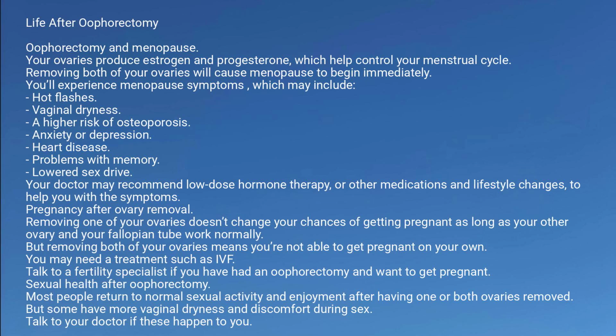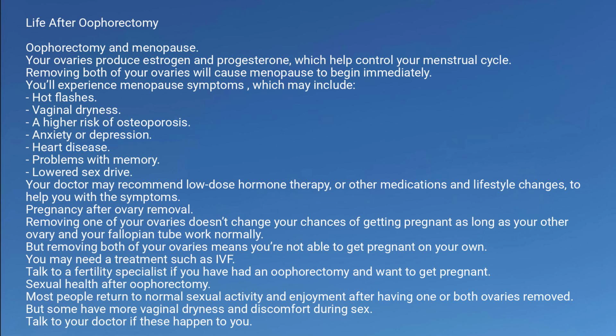Life after oophorectomy. Oophorectomy and menopause. Your ovaries produce estrogen and progesterone, which help control your menstrual cycle. Removing both of your ovaries will cause menopause to begin immediately. You'll experience menopause symptoms, which may include hot flashes, vaginal dryness, a higher risk of osteoporosis, anxiety or depression, heart disease, problems with memory, lowered sex drive. Your doctor may recommend low-dose hormone therapy or other medications and lifestyle changes to help you with the symptoms.